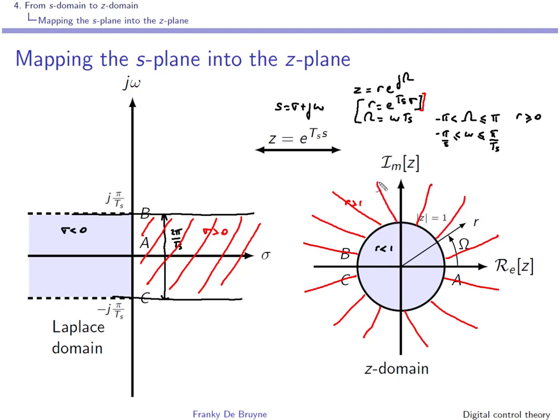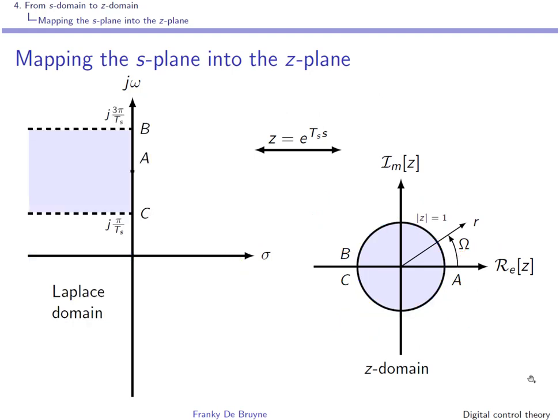And what we can do now is have a look at what happens when sigma is equal to 0, and sigma equal to 0 is that part of the half strip that is on the j omega axis. And if you start from this point over here, that corresponds to an analog frequency of minus pi over ts, you start over here at minus pi, right? And you go from here to here. What you will do is travel on the unit circle until you've reached a discrete frequency of pi, okay? And you go from C to B on the unit circle.